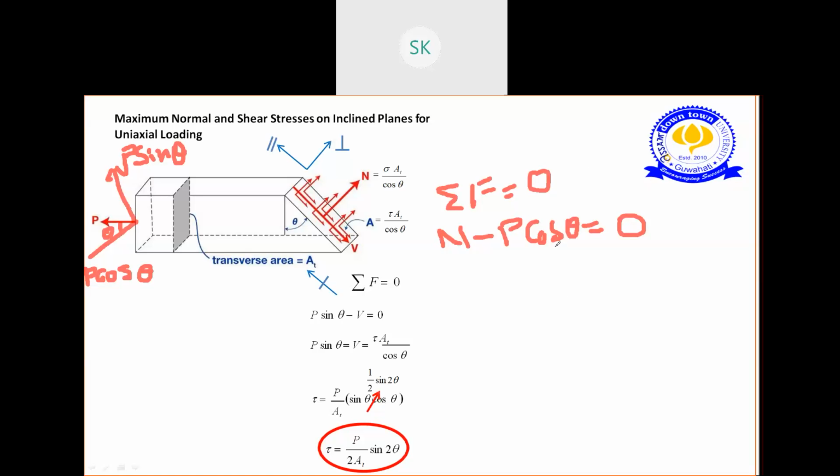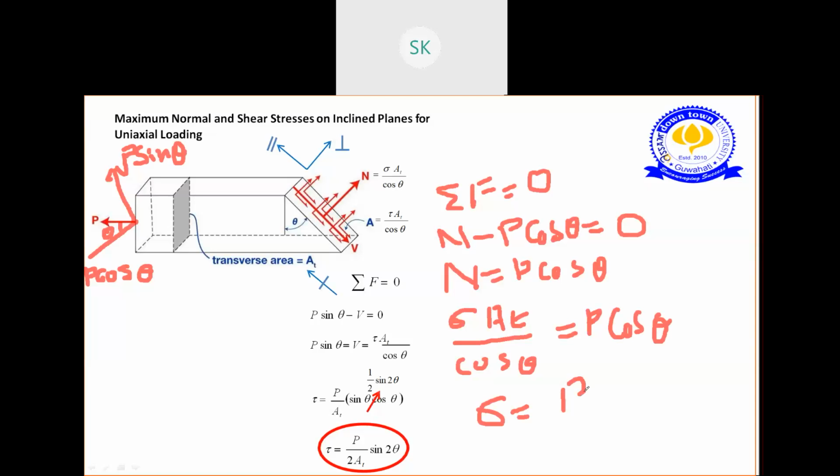Okay. So I can write N equals P cos theta, right? And I know what N is. N is your sigma A0 by cos theta. So I can write N, sigma A0 by cos theta, equals P cos theta.